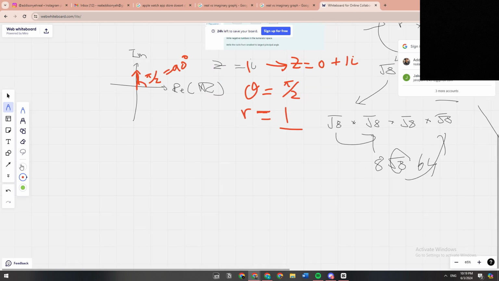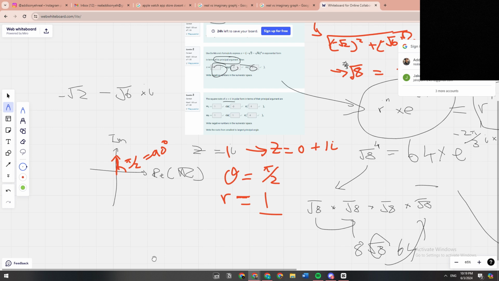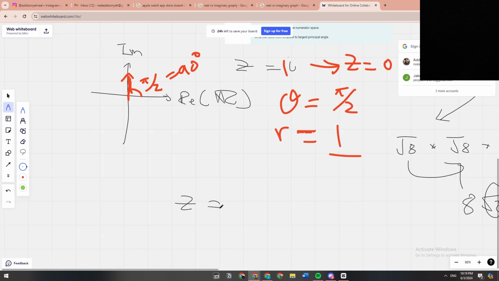Now we have this, we can formulate our very own polar form, is that right? No, Cartesian form, oops, I need to study it more. So it looks like this, okay? 1 cis pi over 2.